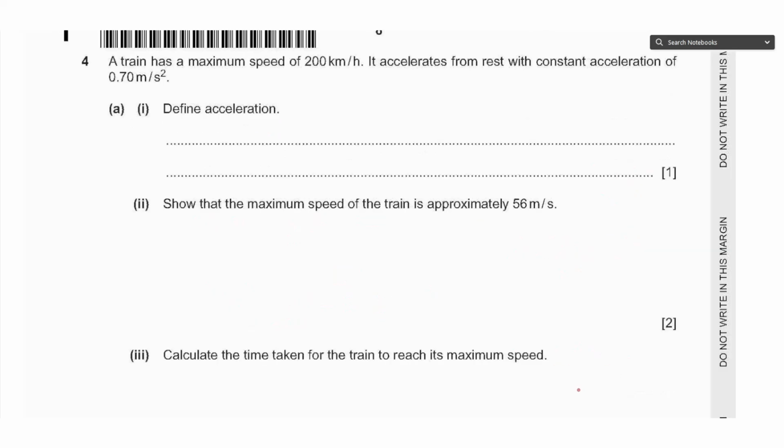Question 4 says a train has a maximum speed of 200 kilometers per hour. It accelerates from rest with constant acceleration of 0.70 meters per second squared. First, it requires the definition for acceleration. We say that it is the rate of change of velocity, or the change in velocity per unit time.